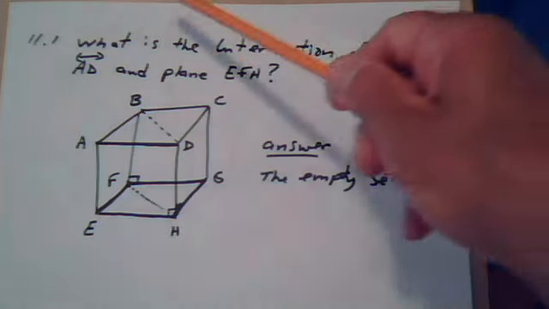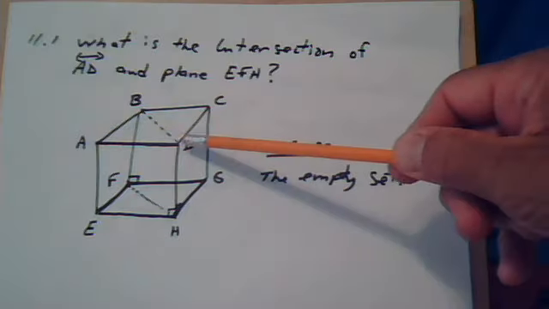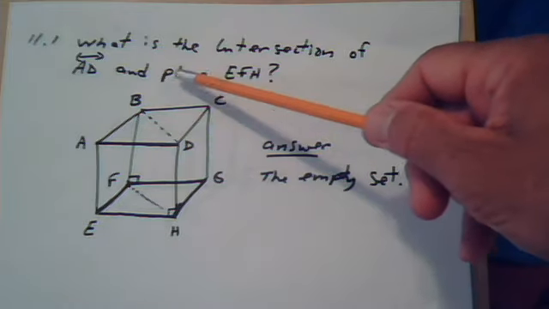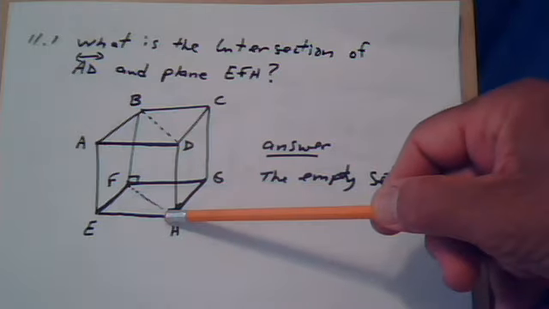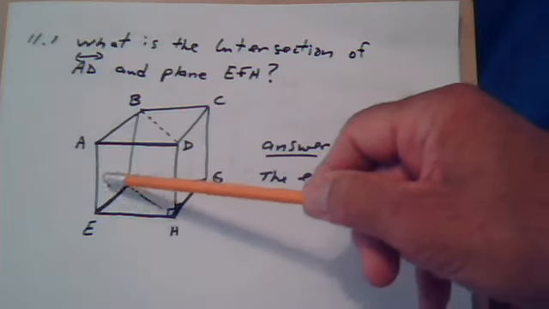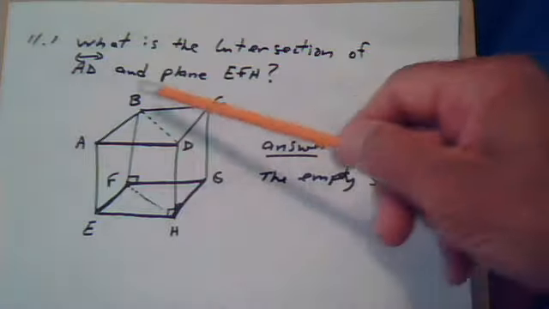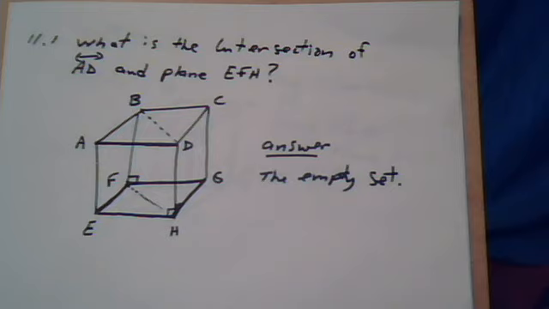What is the intersection of line AD? Line AD would be the line that goes through here. What is the intersection of this line, AD, and plane EFH? EFH, that would be this plane that they're talking about. So plane EFH would be this plane. What is the intersection between this line and this plane? Where do they cross each other? They don't. That's why we say the answer is the empty set.